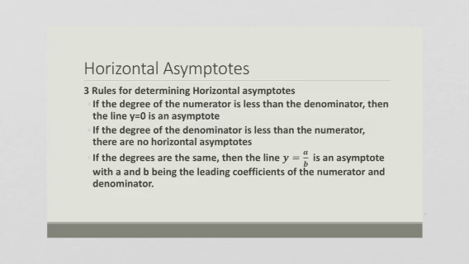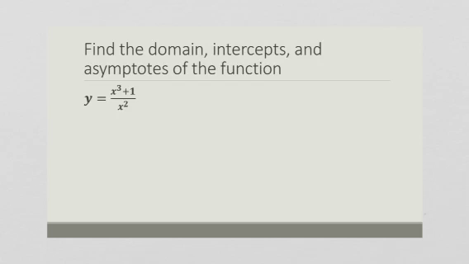We have 3 rules for those. If the degree of the numerator is less than the denominator, then the line y equals 0 is an asymptote. If the degree of the denominator is smaller, then there are no horizontal asymptotes. And if they're the same, we take a look at the leading coefficients of the numerator and the denominator, and they become our answer. Let's look at an example.